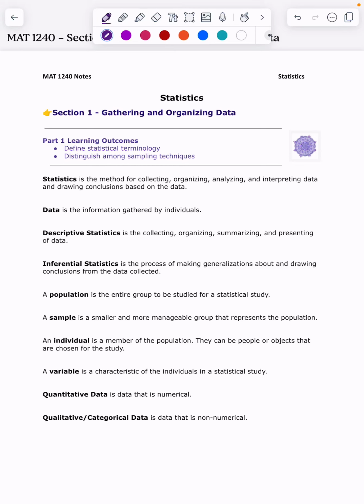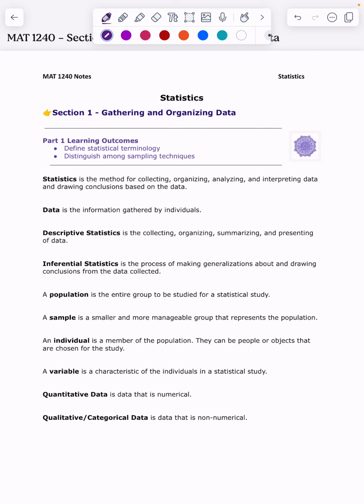This unit is on statistics. So there's a whole course at our college for statistics, but we're just going to get into it a little bit in this class. So we'll start with some vocabulary. I'll go through it kind of quickly. But statistics is the method for collecting, organizing, analyzing, and interpreting data, and drawing conclusions based on the data.